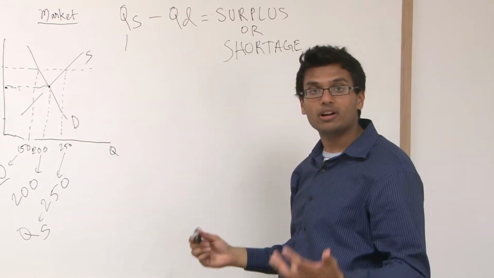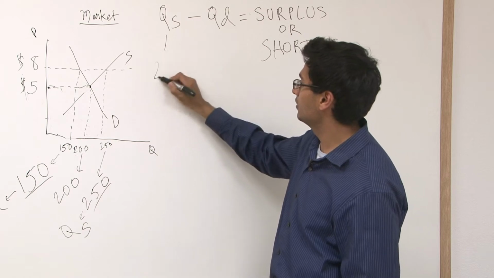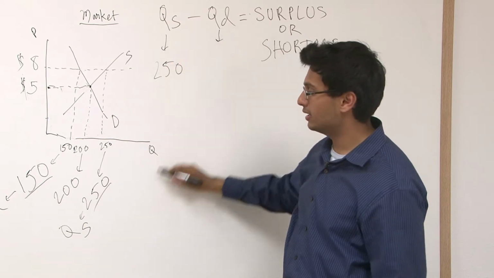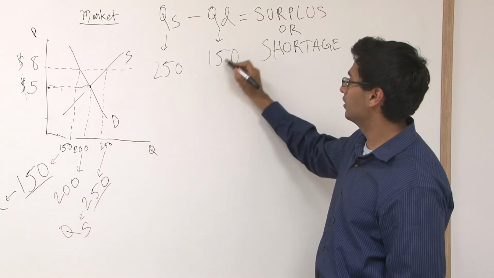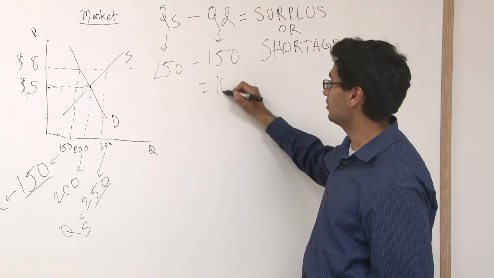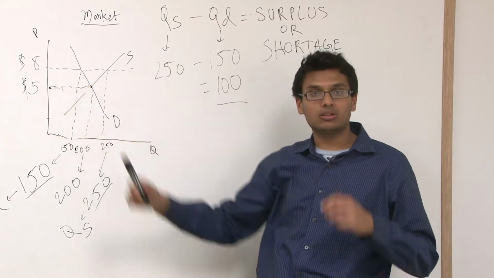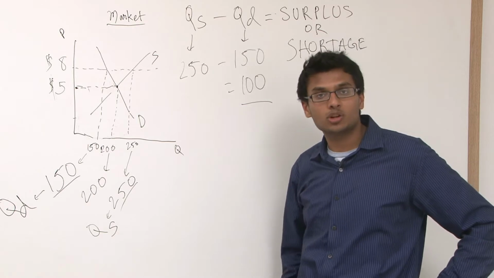So let's look at the quantity supplied. In this case, we have 250. The quantity demanded, if you go over here, is 150. So what's my answer? Pretty simple, it's 100. So in this market at $8, there are 100 hamburgers in surplus.